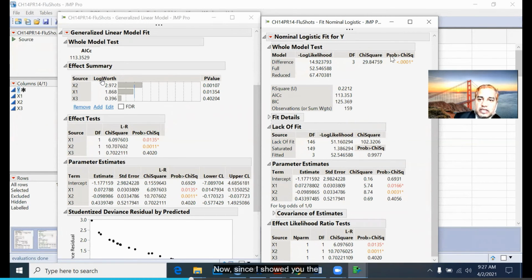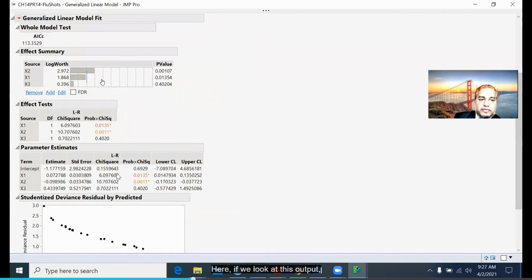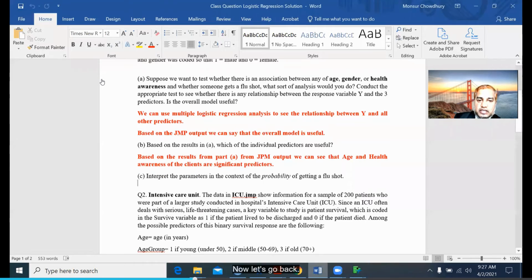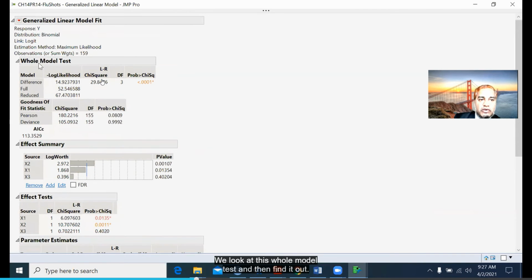Okay, now. Since I showed you the continuous one, I'll continue with this one, with the continuous predictors. If we look at this output, we can see that x1 and x2 are significant, x3 is not significant. Now let's go back. We already asked whether the overall model is useful or not. We have seen earlier that this is useful. How can we decide this? We look at this whole model test and find it out.